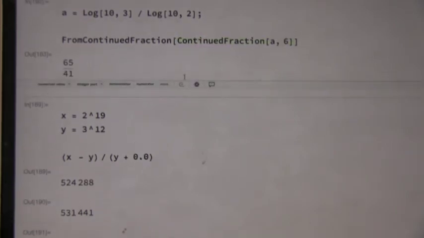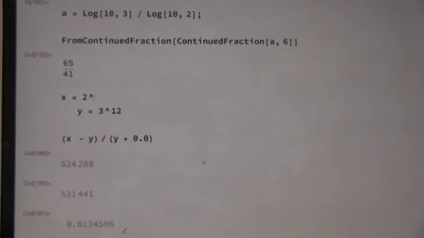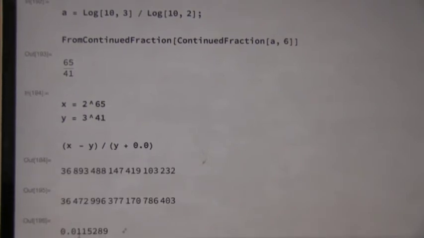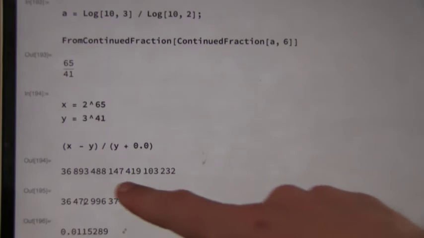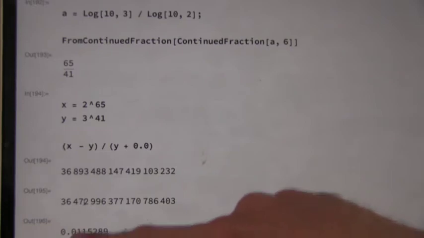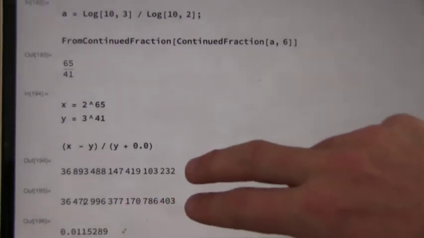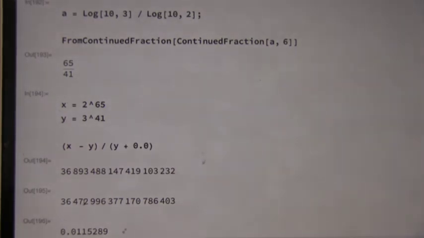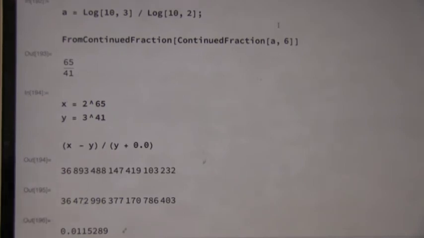If I go 6 terms, I get 2 to the 65th and 3 to the 41st. Whoa, what happened there? 3 to the 41. This is 0.011. So you see, now we're getting into gigantic numbers. But last time it was 1.3% apart, now they're 1.1% apart. But you can see that they're starting to differ by huge amounts. This is off by about 4 quintillion. But it's still only approximately 1% of the difference between the numbers. Okay, and this will be the last one we do.